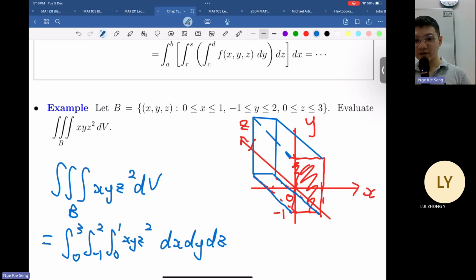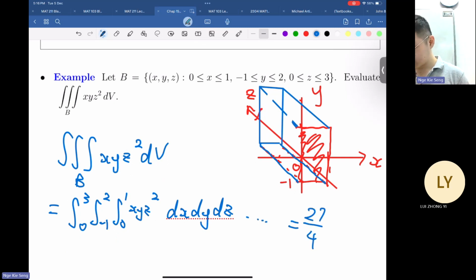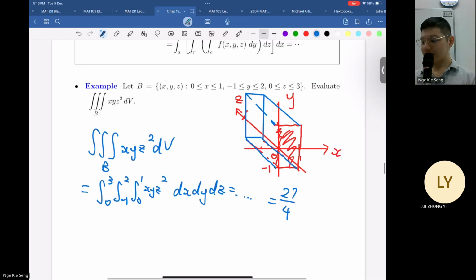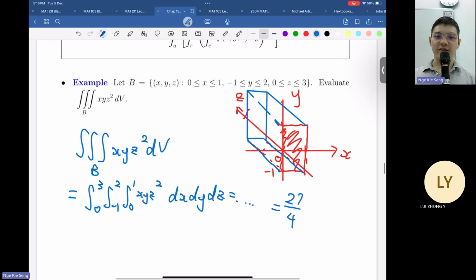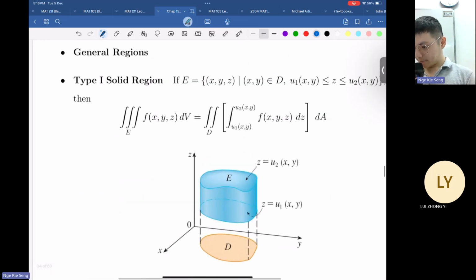Can we skip this calculation or not? Let's just skip this calculation. You can try it. If you don't believe, you will get 27 over 4. Just do the integration over x, and then the other variables are constants, and then you can keep doing it. Okay? So this is just an example, but the most important thing is about the general region here.